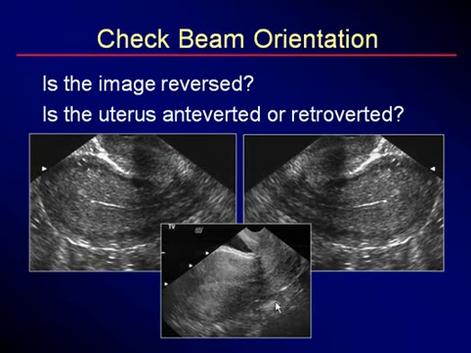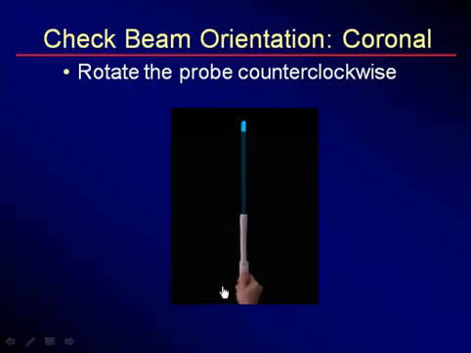On a sagittal, transvaginal scan of a uterus, the urinary bladder should be in the left upper corner of the image. If the bladder is on the right upper corner, then you are reversed. So here the bladder is on the left upper corner. This is an anteverted position.